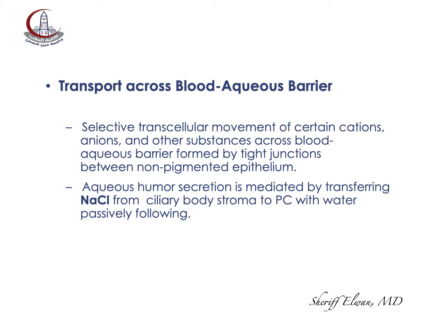The transport across the blood-aqueous barrier is a selective transcellular movement of certain cations and anions and other substances across a blood-aqueous barrier formed by the tight junctions between the non-pigmented epithelium. The aqueous humor secretion is mediated by transferring sodium chloride from the ciliary body stroma to the posterior chamber, with water passively following.